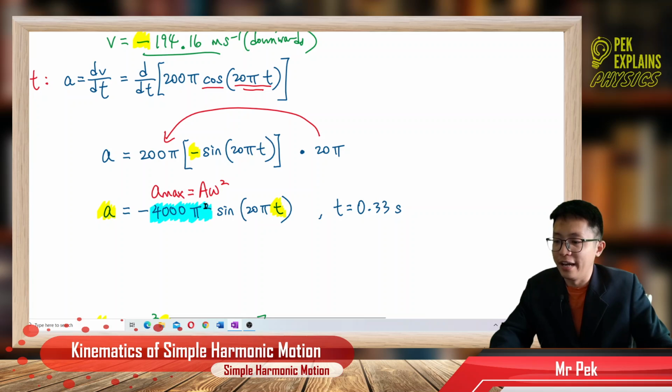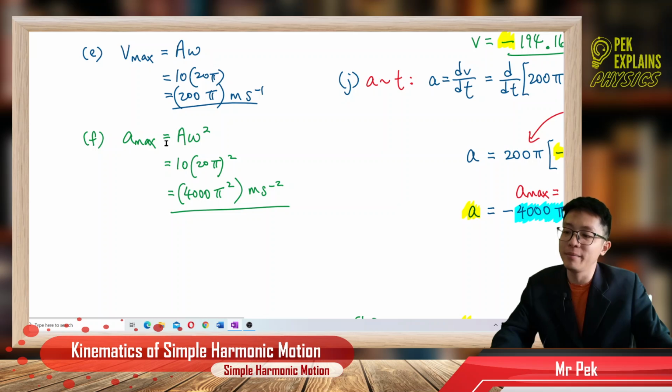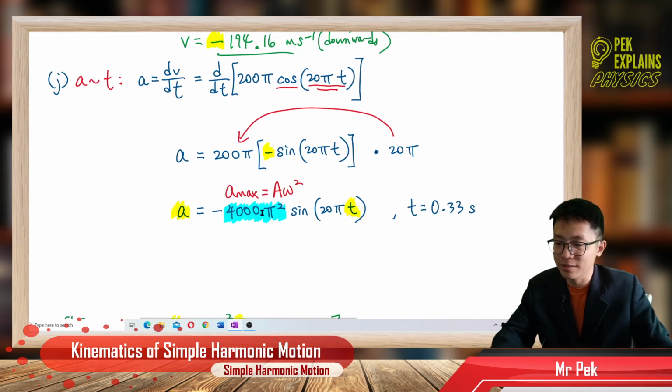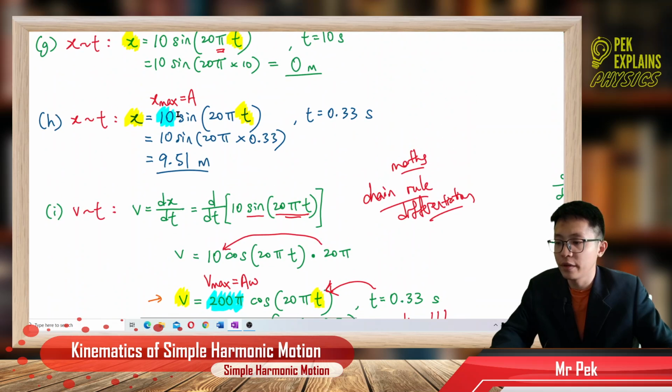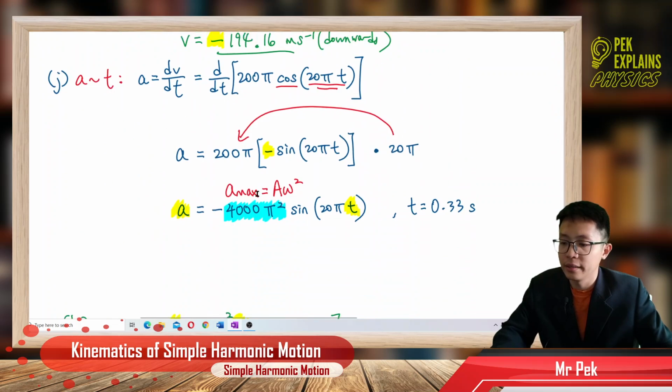This 4,000 pi square is actually the maximum acceleration, or A omega square. Is it? A max is A omega square. So this 4,000 pi square is the A maximum, and then sine 20 pi t. Just remember the front value here is always the maximum value. This is the maximum for A. The front value here is maximum for velocity, and the front value here is maximum for displacement.